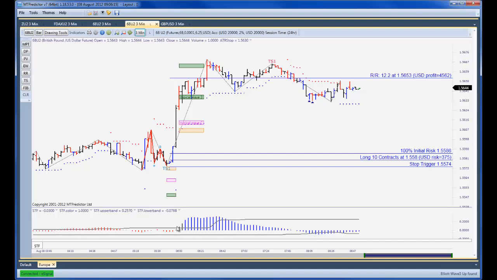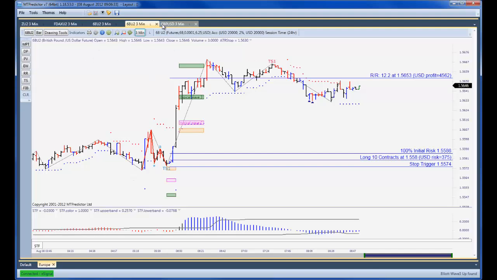We then swapped to the ATRStop as our standard trade management guidelines dictate, and that would have then managed the trade up to around this level for a lovely 12.2R profit. So a very, very good example there of the Holy Grail trade setup on the 6B.